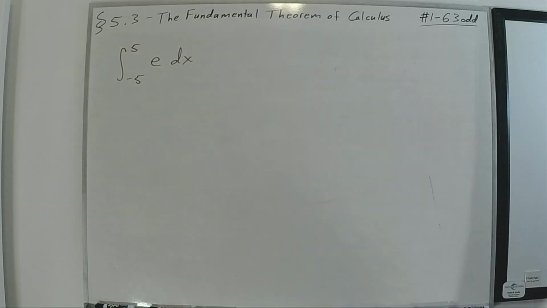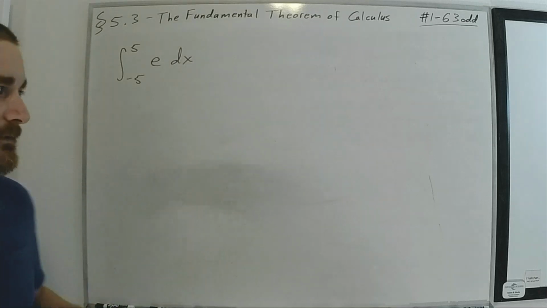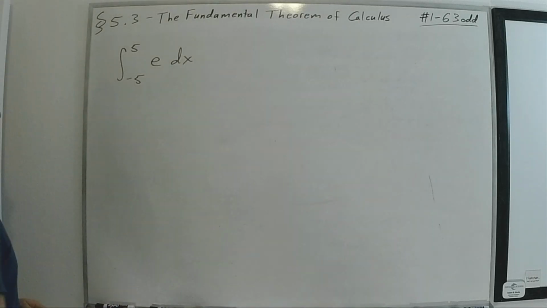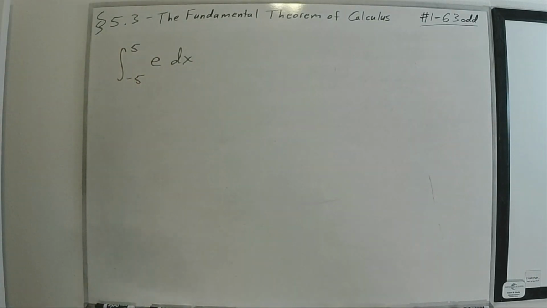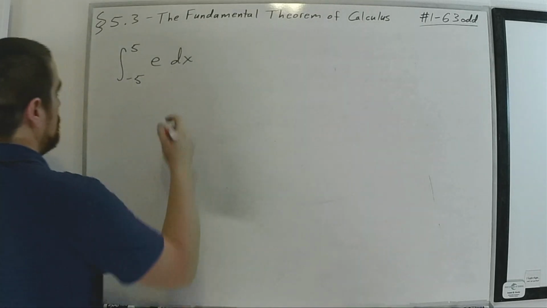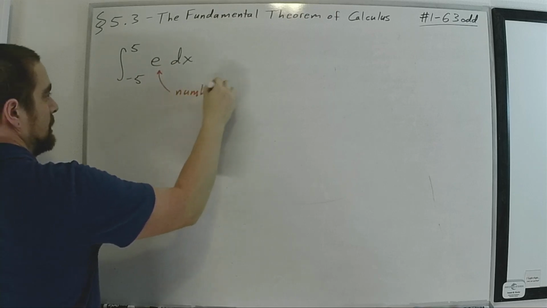It doesn't look complicated, but the only reason I chose this one is because this will catch some people the first time they try and do it. Right? They're going to say, ooh, I integrate this, I get e to the x, and then I start plugging my upper and lower limits in. E is just a number. So again, this is telling you that you are integrating this number.